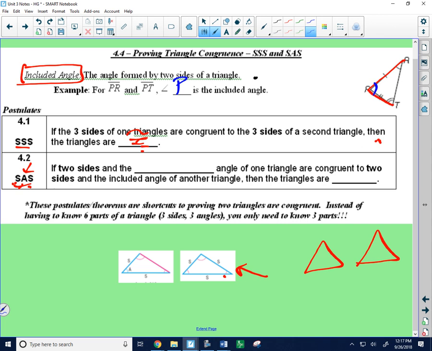So there's 3 angles in a triangle, and only one of them will be included for 2 sides. So if it was R or T, it would not be the included angle. So if you do have that, if 2 sides and the included angle are congruent to 2 sides and an included angle of another triangle, then the triangles are congruent. And there's another diagram right there for you. So it has to be the included angle.